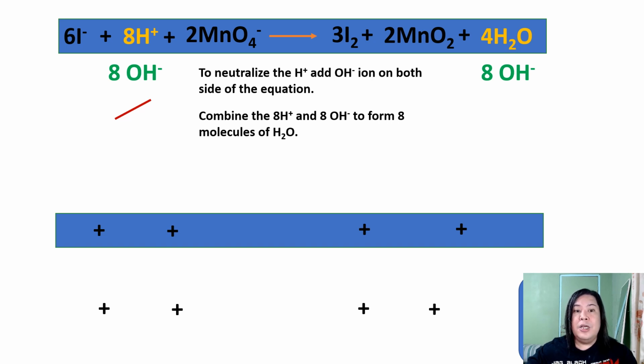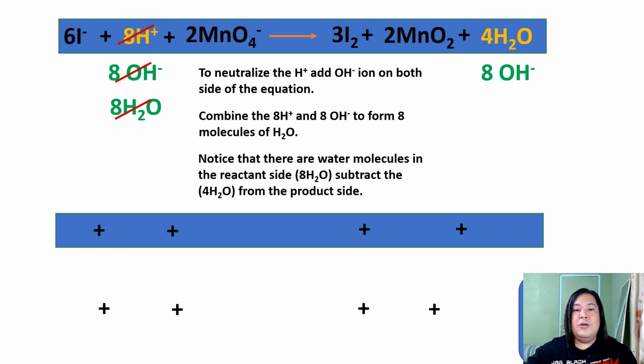Okay? Para ma-neutralize. Then, combine the 8 hydrogen ion and 8 hydroxide ion in the reactant side to form 8 molecules of water. So 8H plus 8OH, that is 8. Okay? 8 molecules of water. Don't mind muna yung kinancel ha. So that is 8 molecules of water. Kinumbine nyo yung 8 hydrogen ions sa 8 hydroxide ion, it will become 8 water molecules.